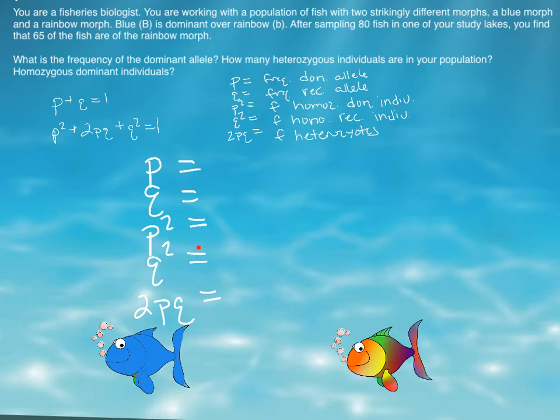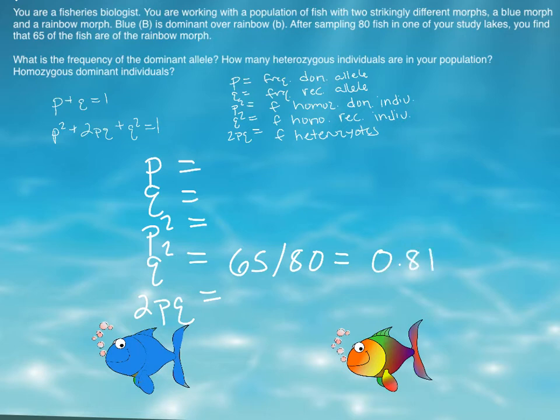And this is the part where a lot of students get a little bit confused. Some will go for this guy here, but it is q squared because they are recessive, therefore they have two recessive alleles, or diploid individuals. So q squared we know to be 65 out of 80, and that is equal to 0.81.